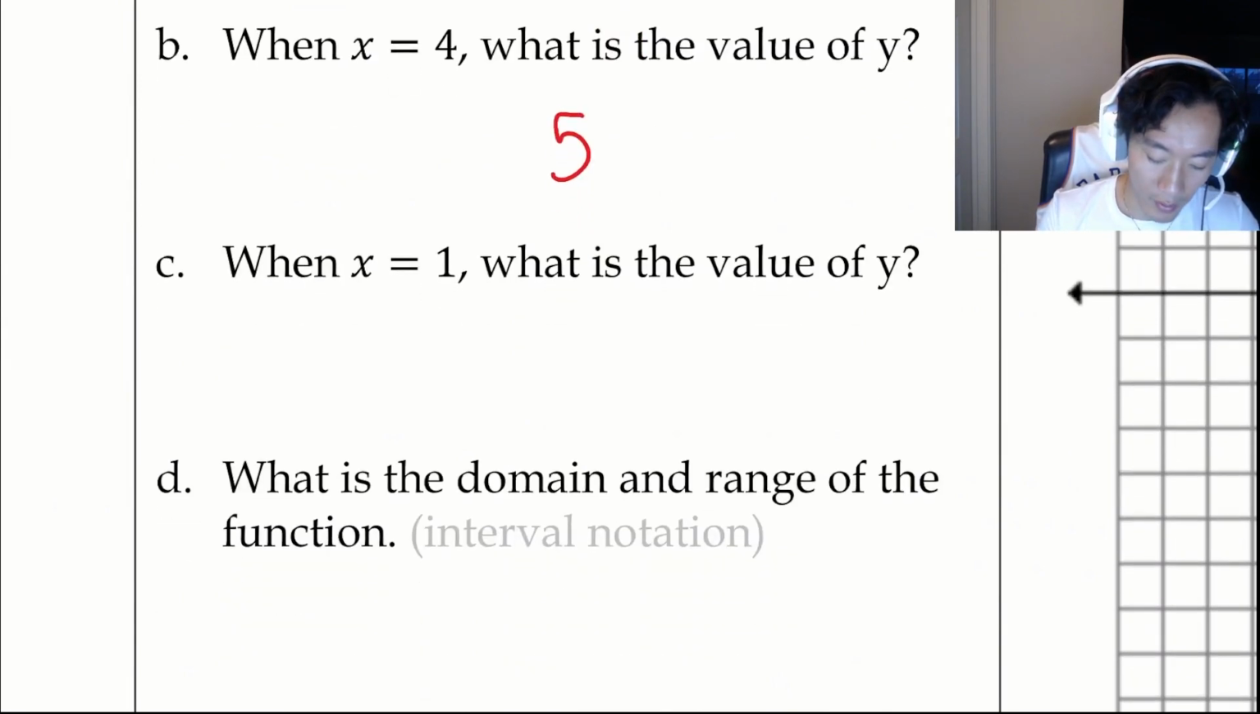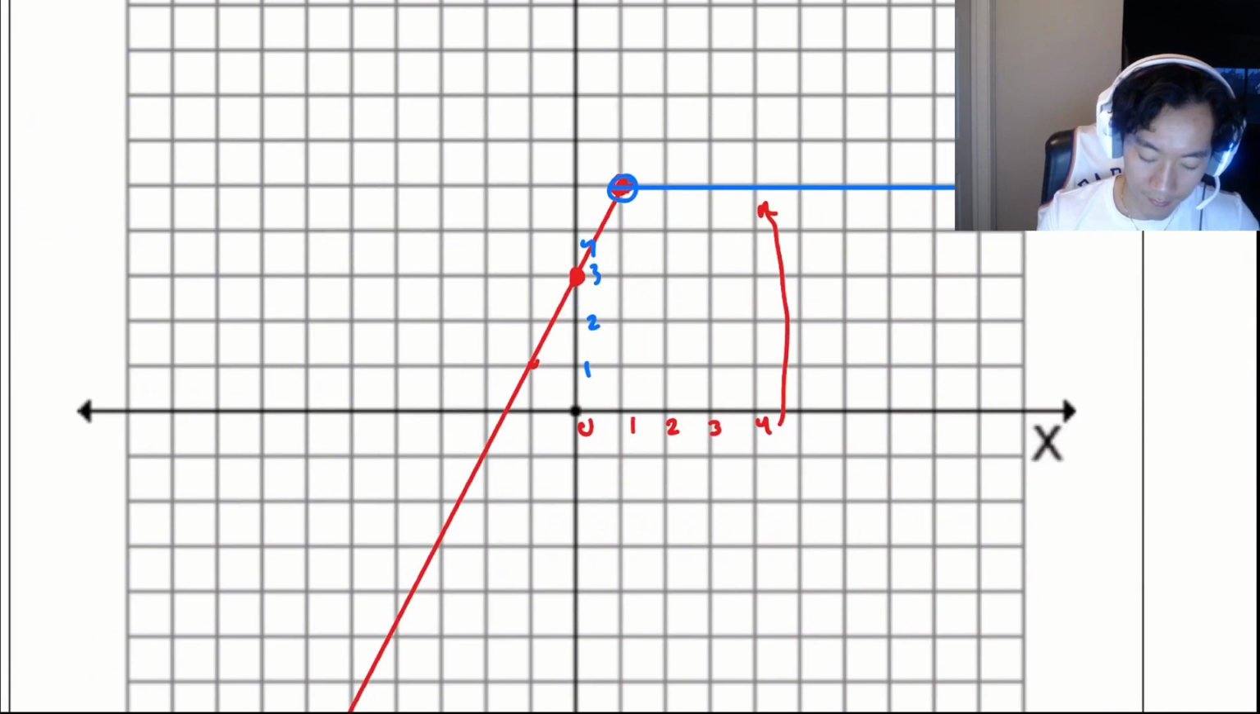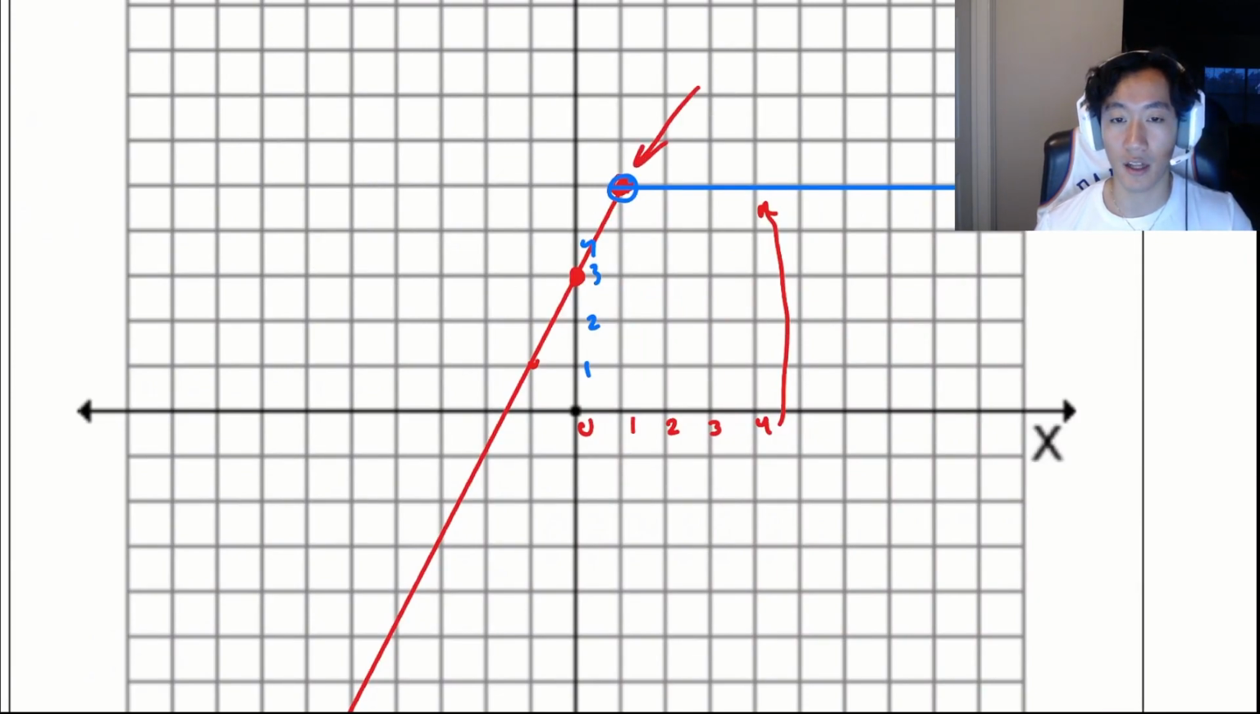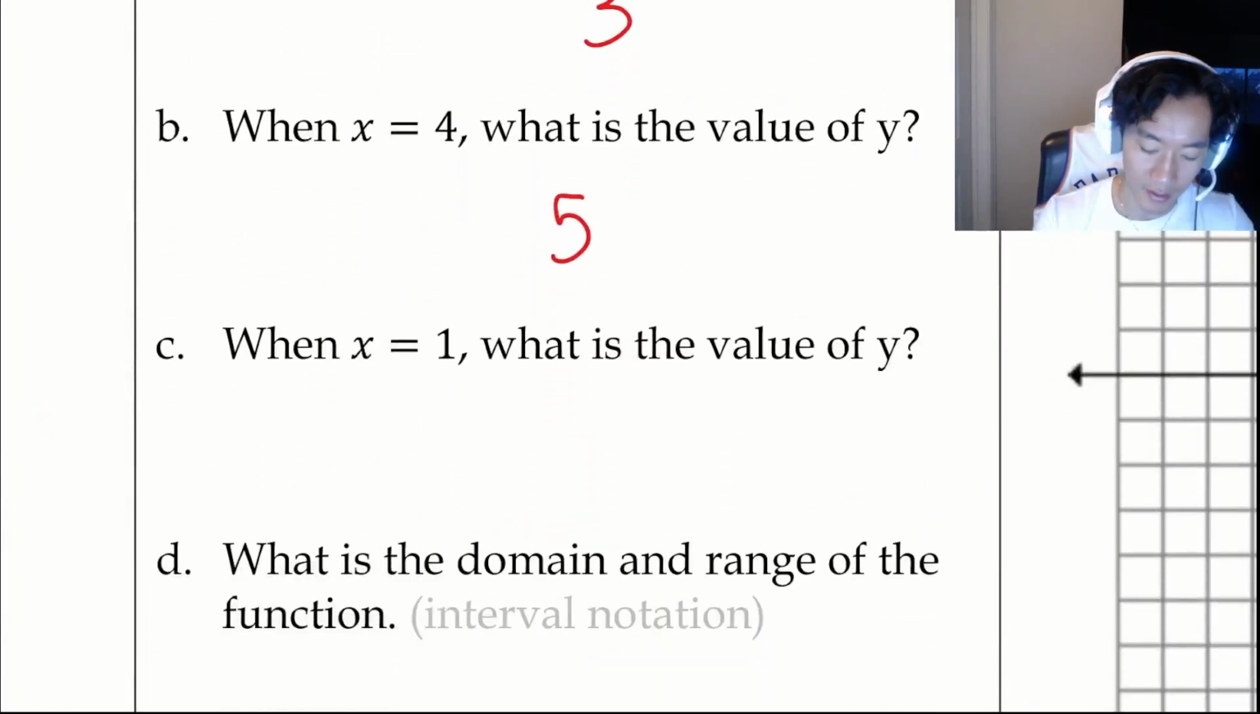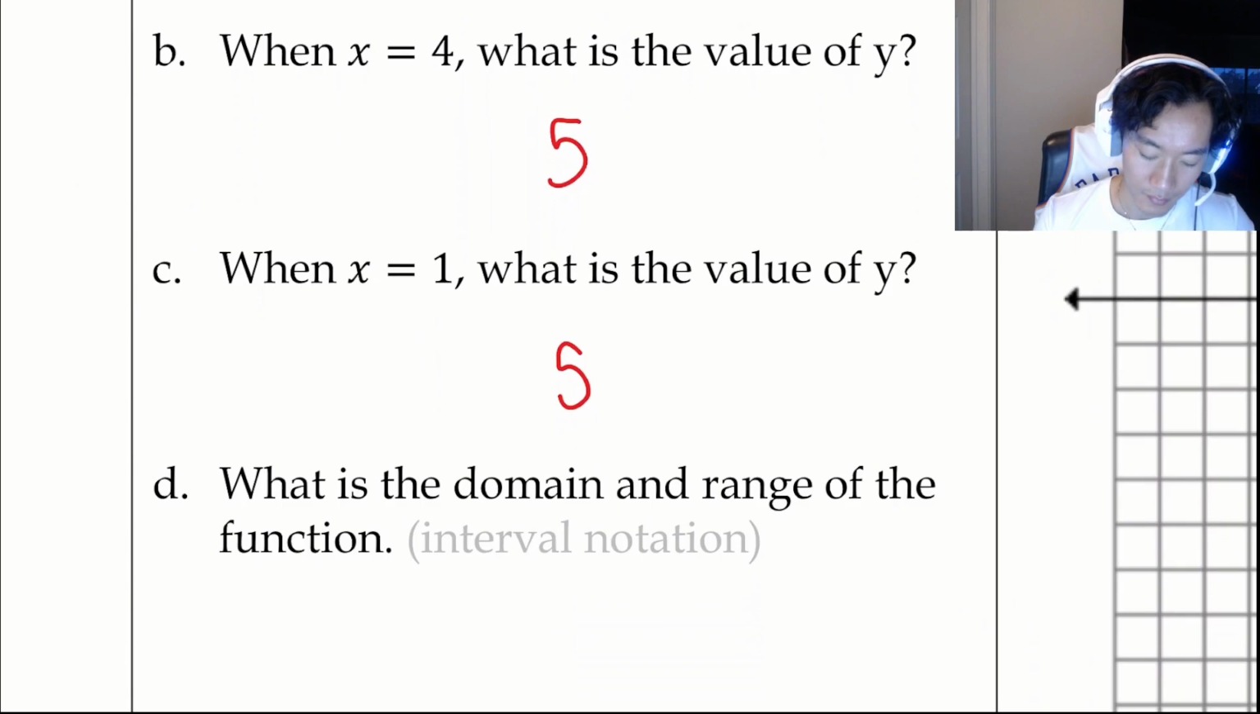When x is equal to 1, what is the value of y? Again, I know I drew it in two different colors, and there's an open circle, but we have a closed circle that overlaps it. That means it does exist for this piecewise function. So at 1, we exist exactly at 5 as well, right? Good deal there. Let's see, what else?